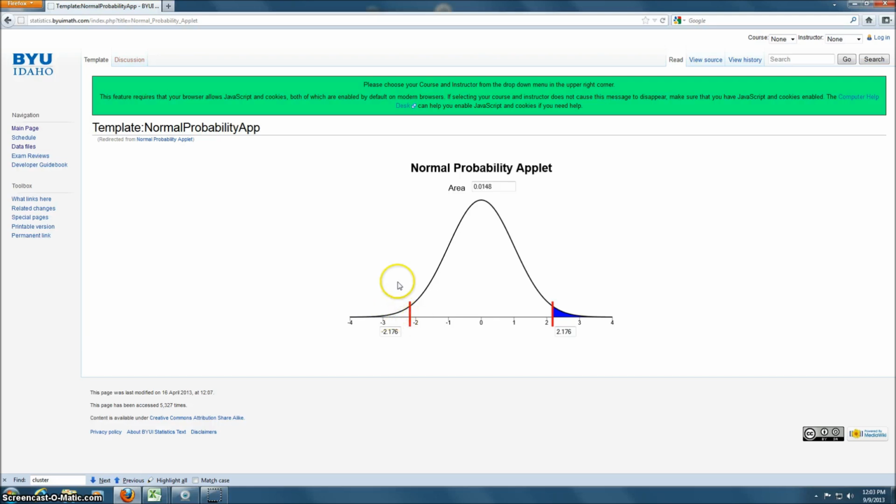Now we're not worried about who gets below, we're just worried about who got above. The area of the blue is represented in number form up here at the top under area, which is 0.0148. Or in other words, 1.48% are greater than 0.335.